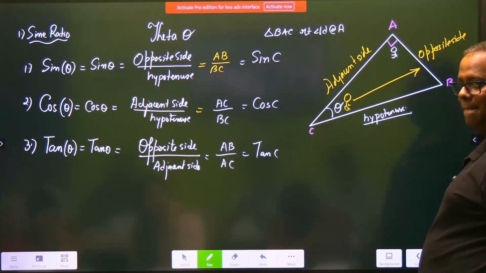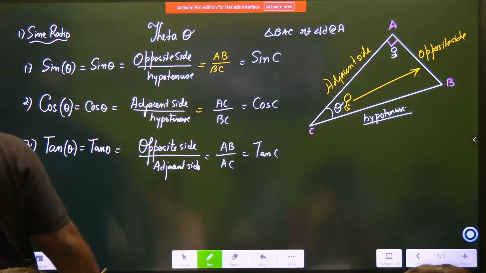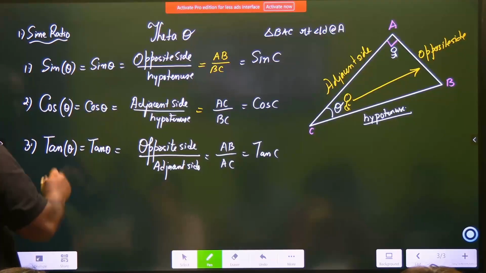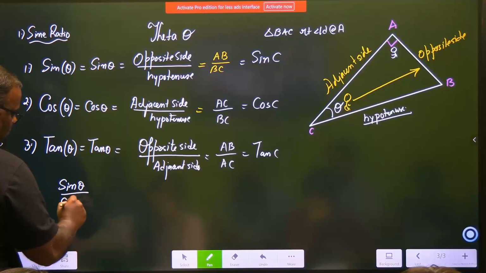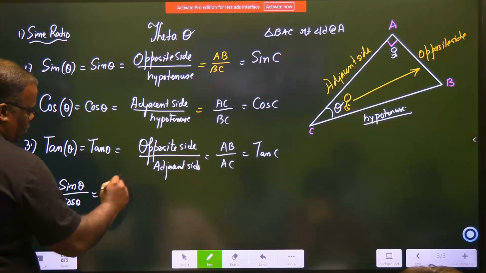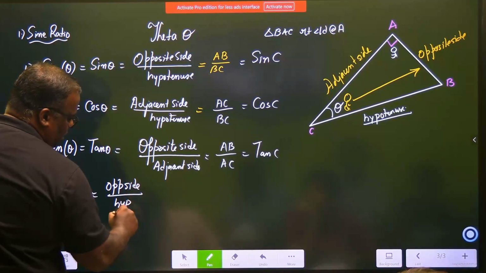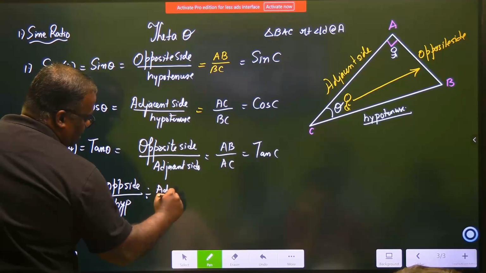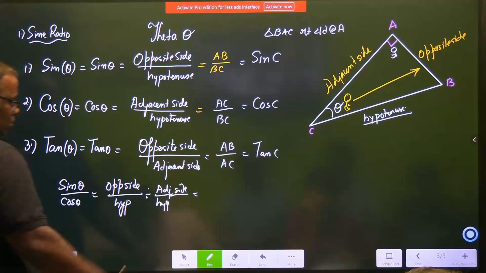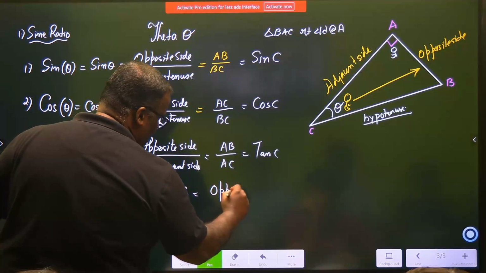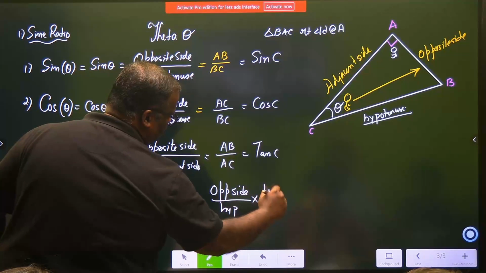Is this fine? Okay. If you see out here, let's do a relation of sine of theta if you try to divide it by cos of theta. So we have opposite side divided by hypotenuse, now being divided by adjacent side by hypotenuse. And going to grade 8, rational numbers, when you divide, you multiply with the reciprocal.